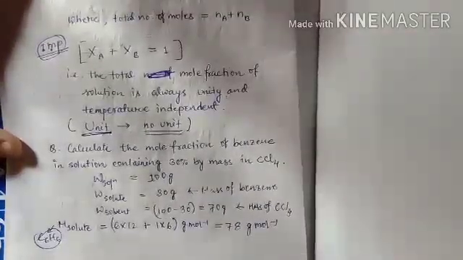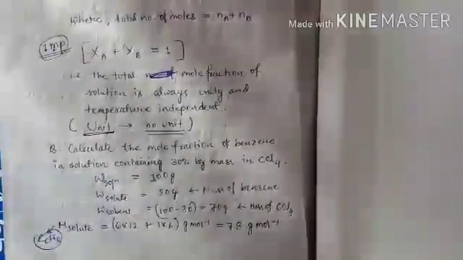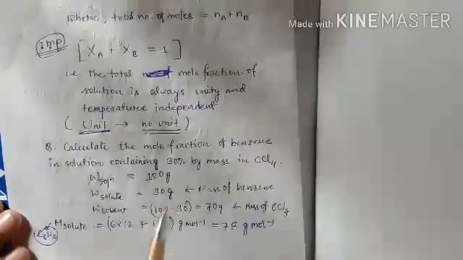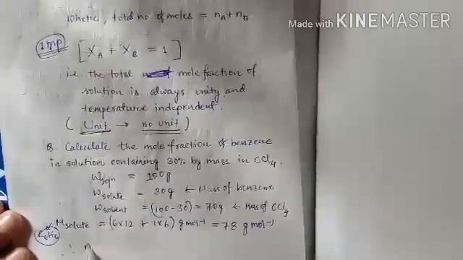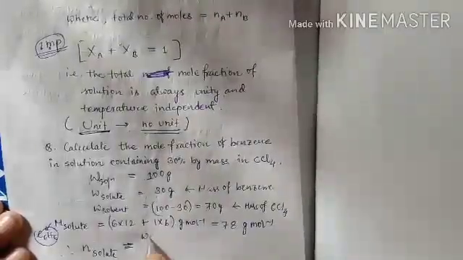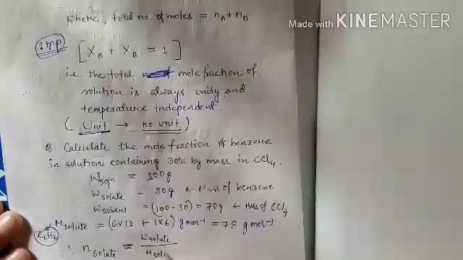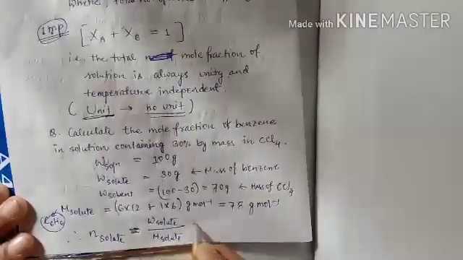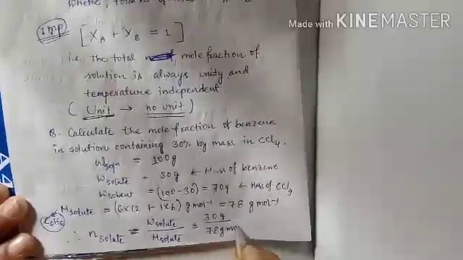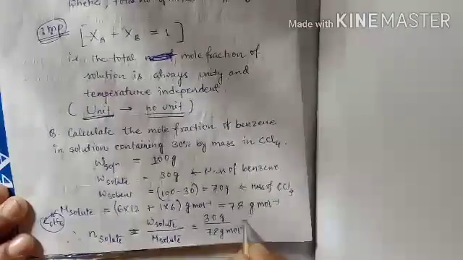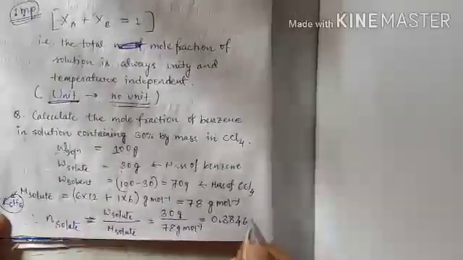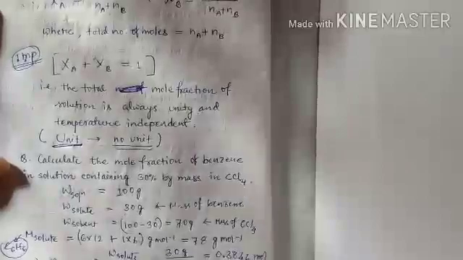So it's normally a long question. For calculation of mole fraction we have to find the number of moles. So the number of moles of solute, solute is benzene, is the weight of the solute divided by M solute. So this is the formula. W solute is 30 gram and the molar mass of the solute is 78 gram per mole. If we divide, we find the value approximately equal to 0.3846 mole.